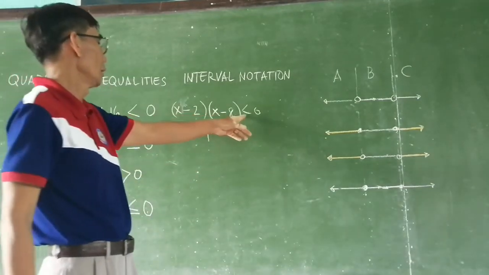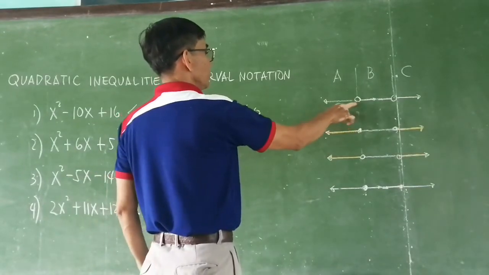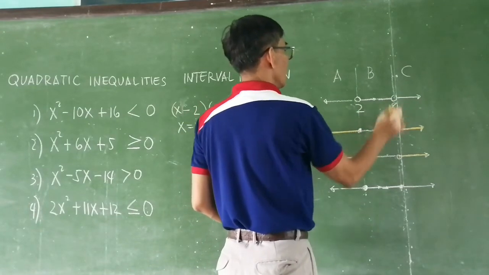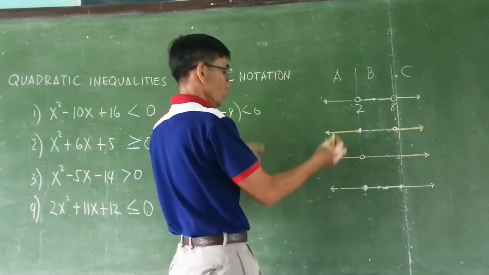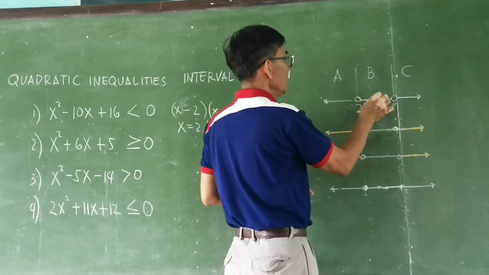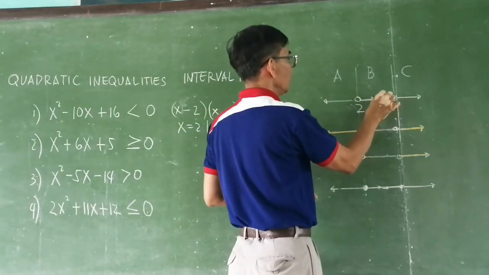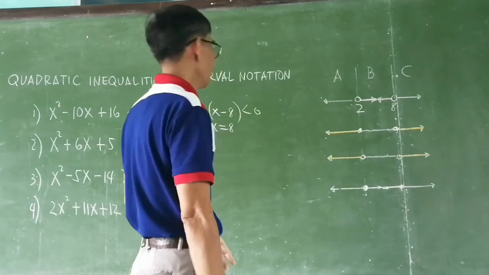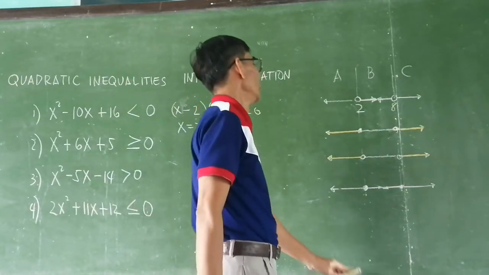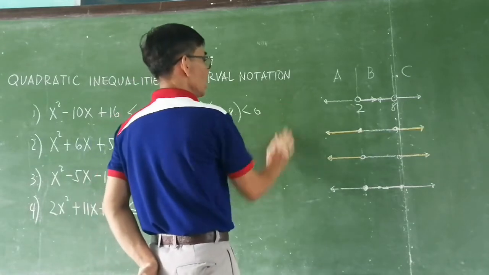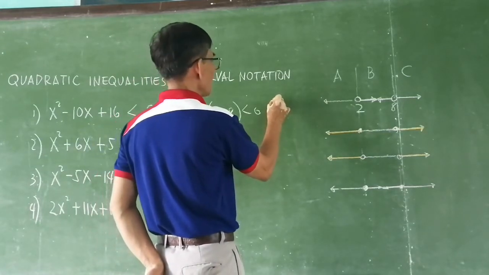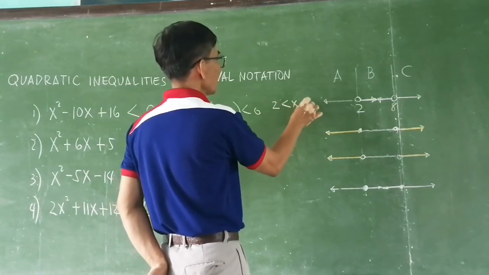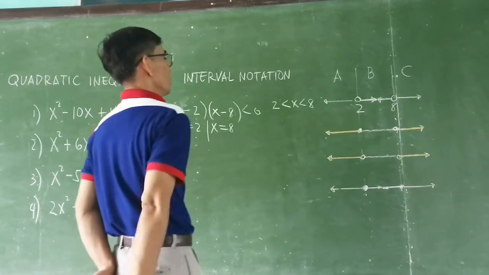So it is less than, so it's not solid. So we put 2 here and put 8 here. And it is less than, so the solution is region D here. Okay, but do not include 2 and 8. So that's the solution for number 1, and we can write the interval notation as 2 is less than x and x is less than 8. So that's how to write.